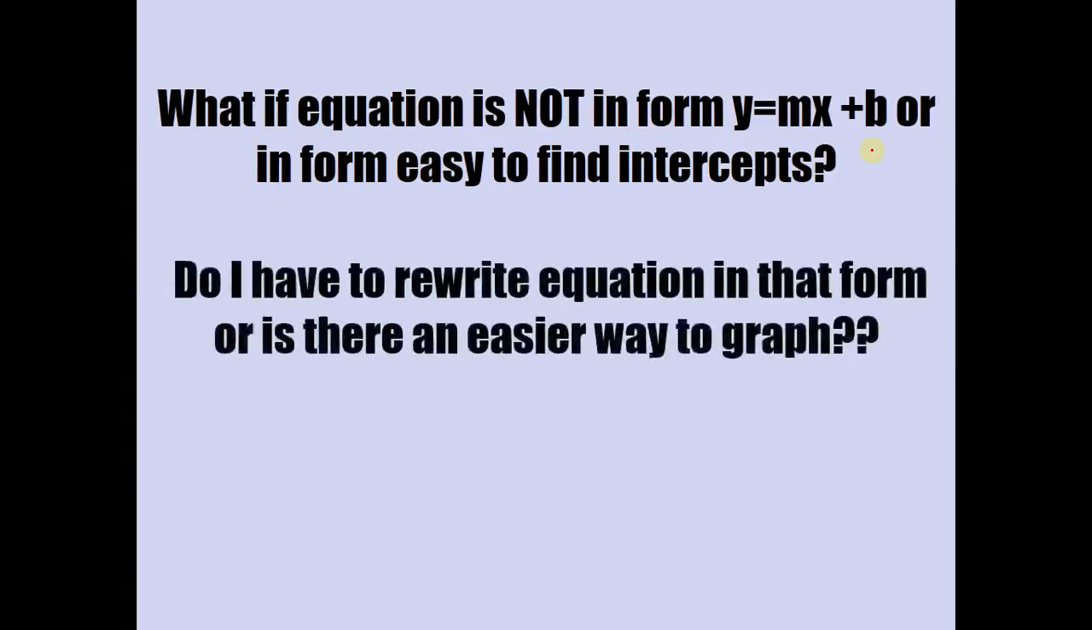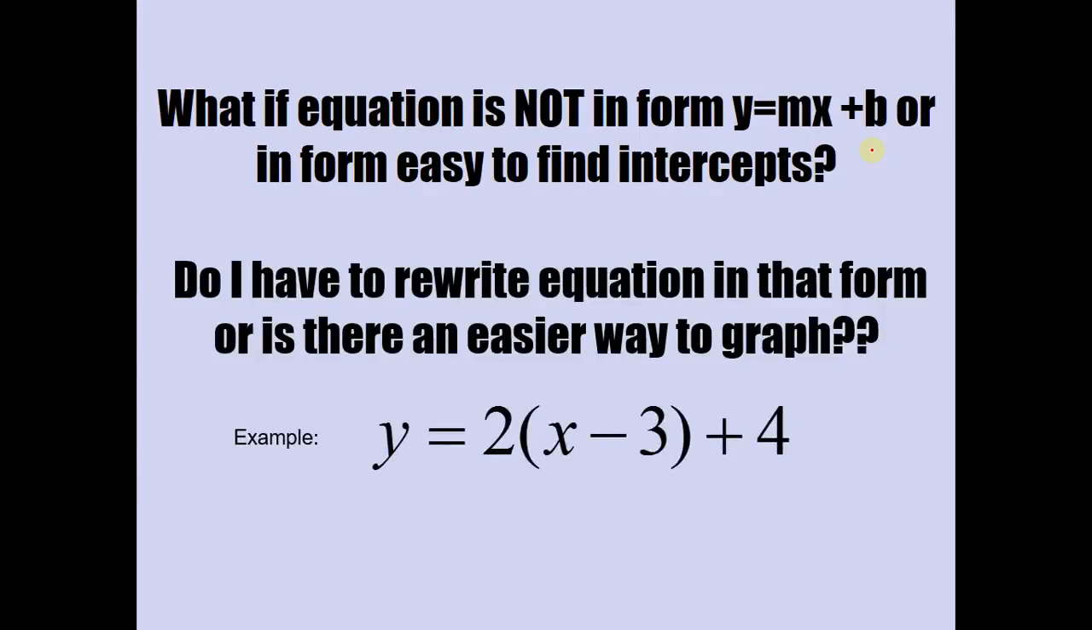Now, what if your equation is still not in y equals mx plus b, or you can't find the intercepts as easily? Do you have to write the equation in a different form? There is a different way to graph. So what if I had an equation that looks something like this? If I plug in a 0 for x, it's not too bad to find y, but if I plug in a 0 for y, that's going to be a little harder for us to find x, right? A little bit more manipulation.